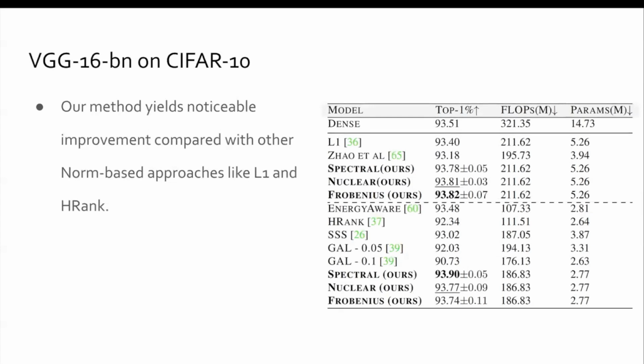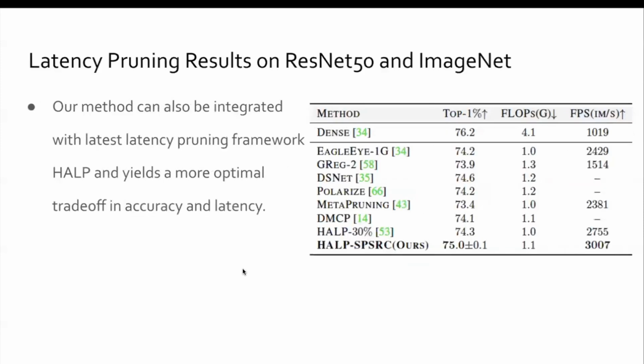The first one is VGG16 on CIFAR10. From the table, we can see that our methods yield a noticeable improvement compared with other norm-based approaches like L1 and HRank. Secondly, our method can also be integrated with the latest latency pruning framework, called HELP, and yields a more optimal trade-off between accuracy and latency on ResNet50 and ImageNet. We improved the top-1 accuracy from 74.3 to 75, and also improved the speed of the pruned model by around 300 images per second. Okay, that's the end of this presentation. Thank you.